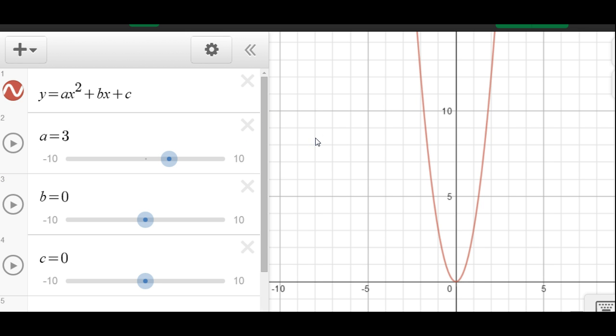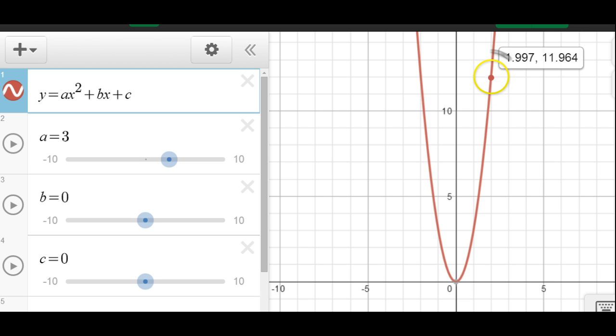Okay, so normally we move 1 unit from the vertex, we go up 1 unit, but how far up are we going to go now? 3. Normally I move 2 units. 2 squared is 4, but how far up do I go now? 12, right? There's the point there, (2, 12). Okay? So that's what A is doing.